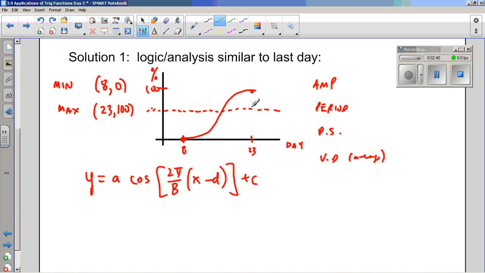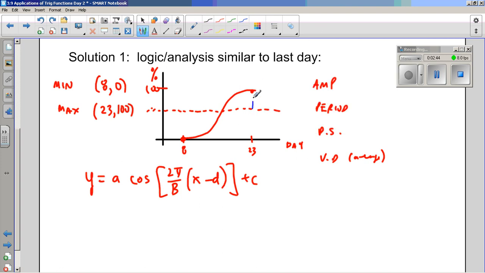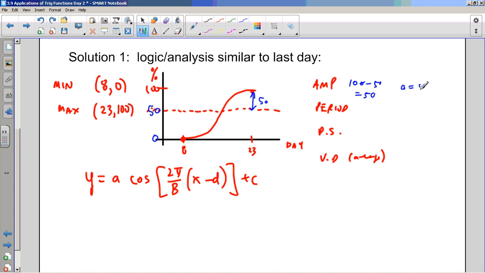The amplitude we know is, I'm going to change color for fun, the amplitude is this much. What's halfway in between? 0 and 100, that's 50, right? And so what's the amplitude? The amplitude is 50 as well. 100 subtract 50 is 50, so therefore A equals 50.